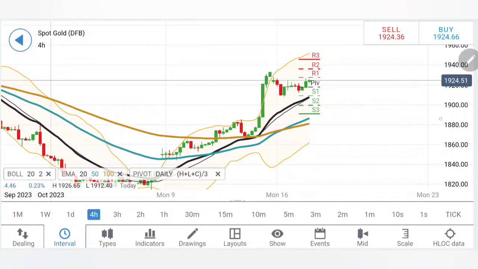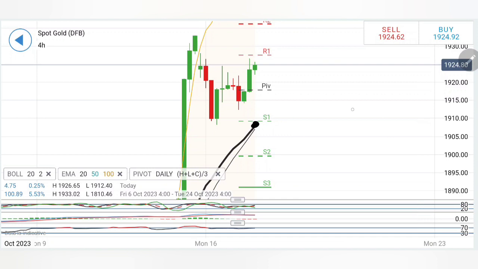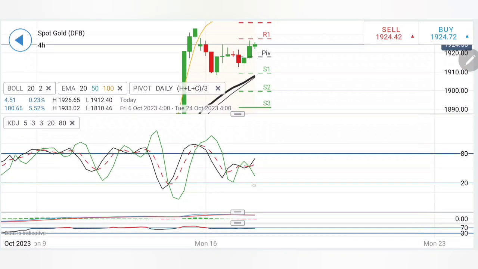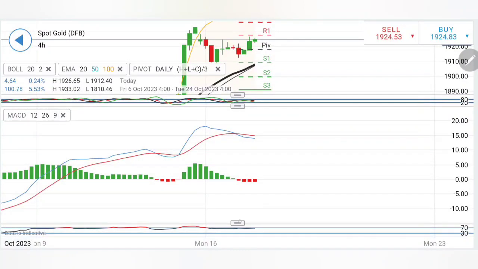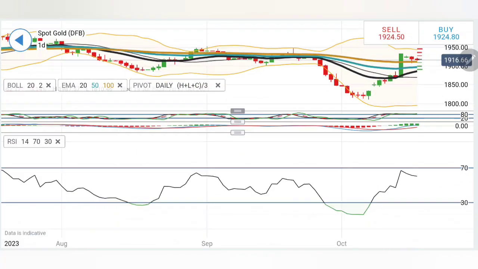Coming to the 4-hour chart, similar observation, nothing different. Here the 20 period moving average is right now sitting at around 1910 level, which is also an achievable level. Once it stays below 1914, you can stay short for 1908 levels, and below that more bearishness may prevail, which is going to take the prices towards 1900. The stochastic is rising. MACD is trading with slight bearish bias. RSI is very near to the overbought zone. Coming to the daily chart.